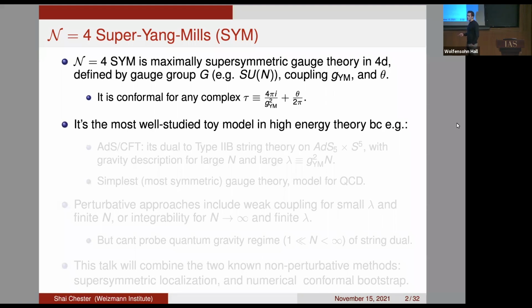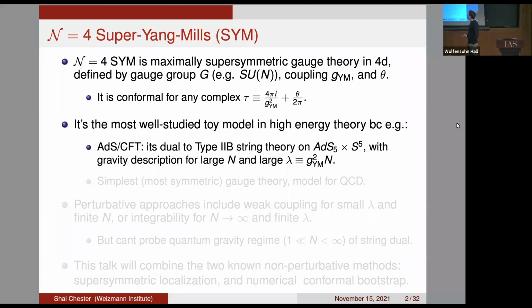So I would say this is probably one of the most well-studied toy models in high energy theory for a number of reasons. One reason is due to AdS/CFT. It is the paradigmatic example of the holographic principle, in that it is dual to type IIB string theory on AdS5 x S5 for the SU(N) case, with the gravity description for large N and large lambda.